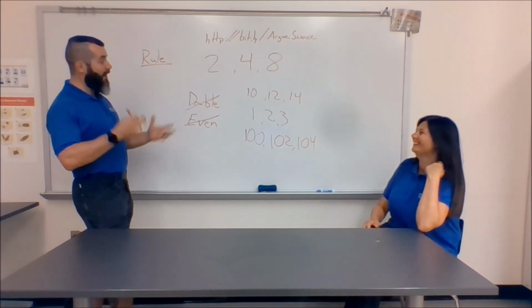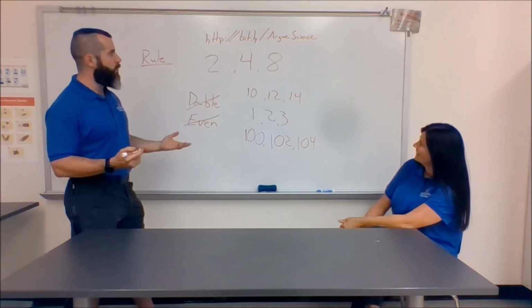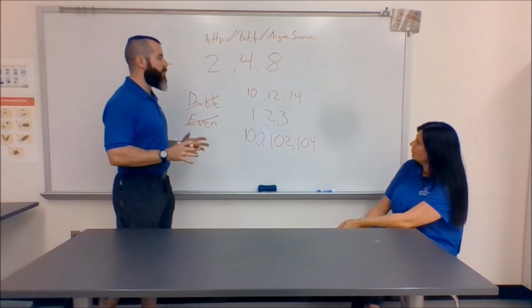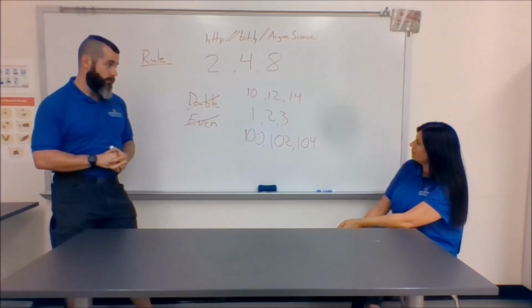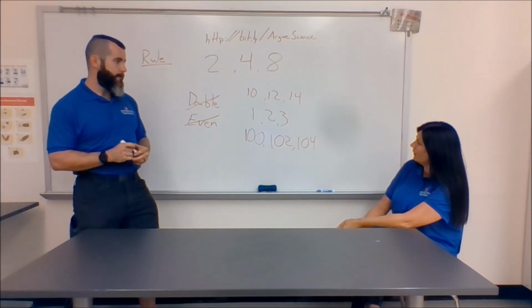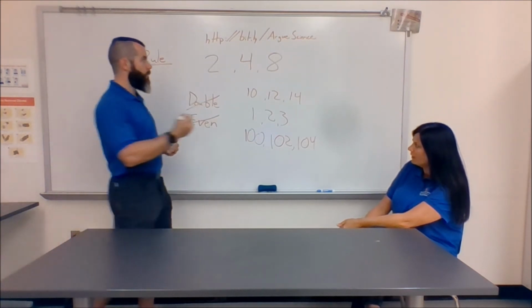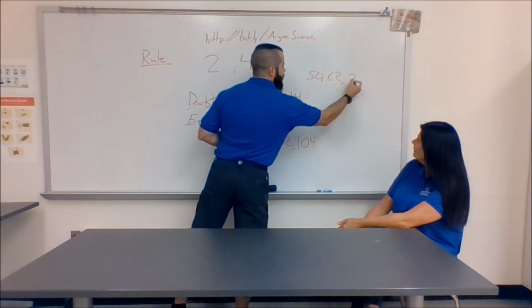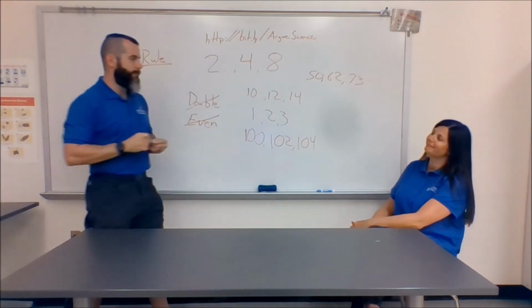Ask the teacher. All right, ask the teacher. All right, so that would certainly be one way to do it. I'll give you a hint. Try giving me a series of numbers you think do not fit your rule. Do not fit. All right, maybe like 50, 62, 73. 73 fits the rule.